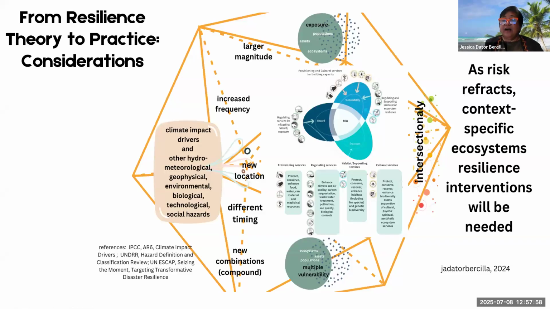Because as our risks change, context-specific ecosystem resilience interventions will be needed, and that is where your innovative capacities will come in. So there's no one size fits all when it comes to resilience. Sure, we can learn together, but we have to make sure that our actions are specific or are calibrated according to our risks. And I end my presentation there, and thank you very much for the opportunity to learn with you.